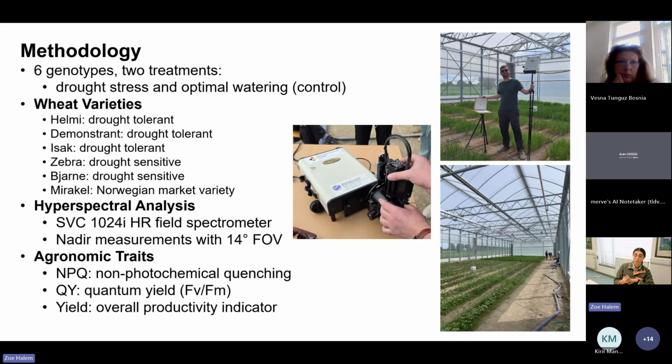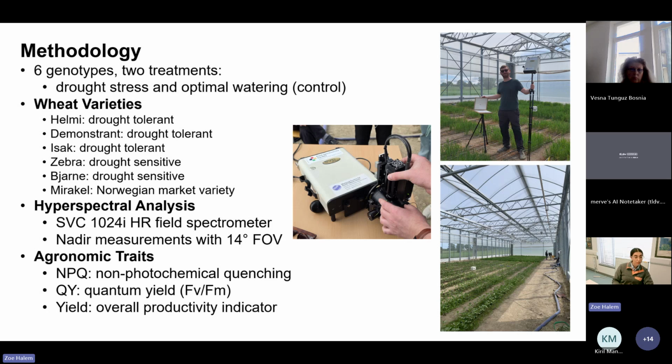So we measured some agronomic variables, specifically NPQ, or non-photochemical quenching. This is the plant's photoprotective response to stress. If there's a drought event or a stress event, the plant's going to absorb excess light energy and dissipate that as heat. And that prevents it from getting damaged. So essentially, if we've got a stress event, we're expecting higher NPQ values.